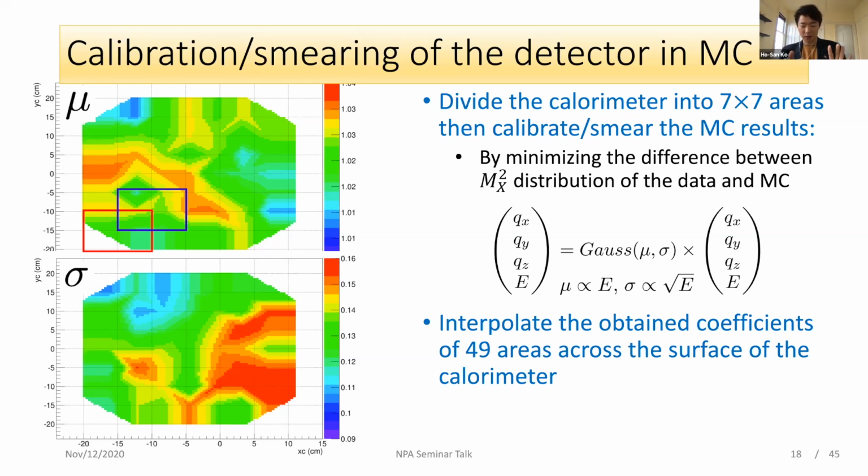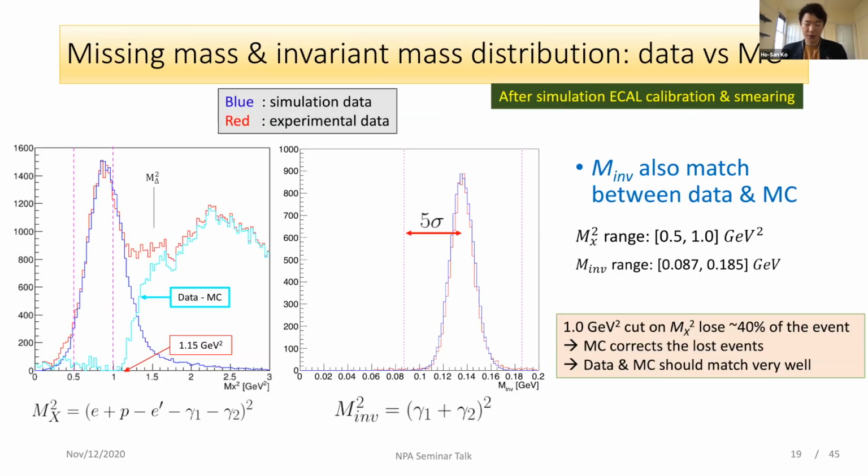So after the calibration and smearing in those 49 areas, we interpolate between them to have smoother coefficients for the smearing process. And this is after the calibration and smearing. This time, the blue one is from the simulation and the red one is again from the experimental data. Now we see the missing mass distribution and the invariant mass distribution match well between the data and the simulation.